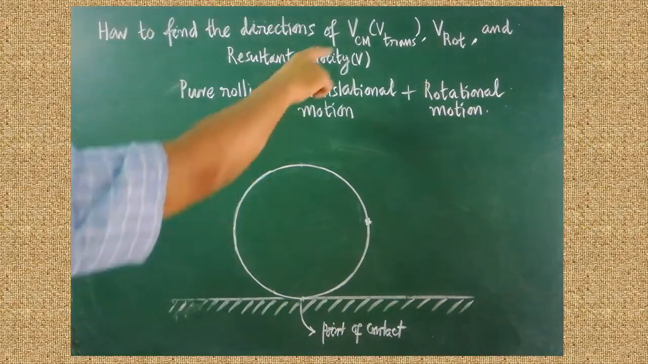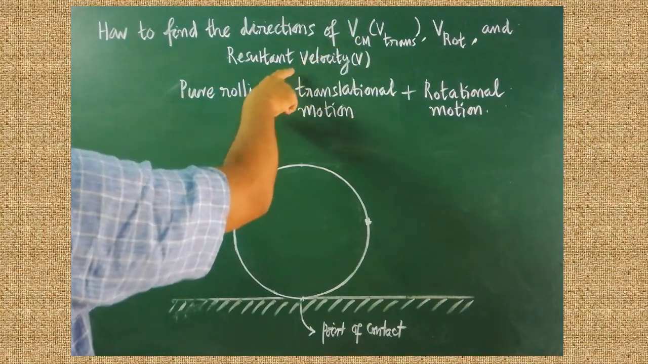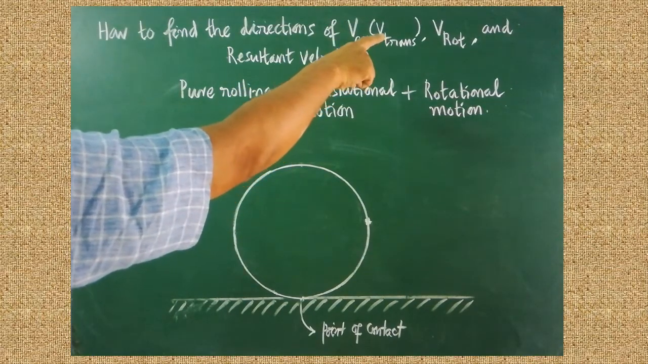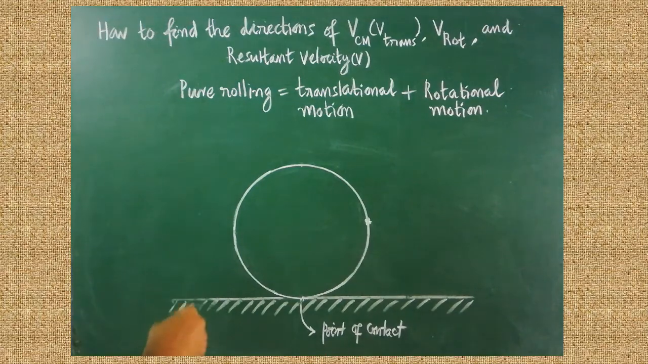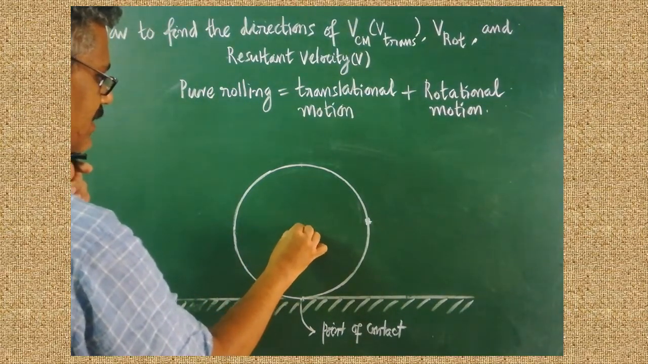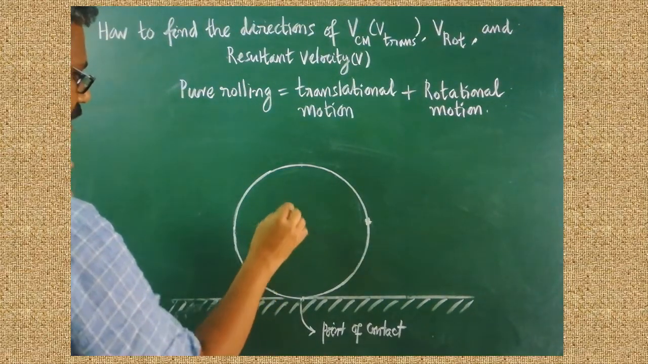Now we will see the meaning and direction of VCM, V rotation and resultant velocity. V translational means translational velocity. V rotation means rotational velocity. First we will choose the point at the center of mass. Here the center of mass is located exactly in the center of the rolling body.